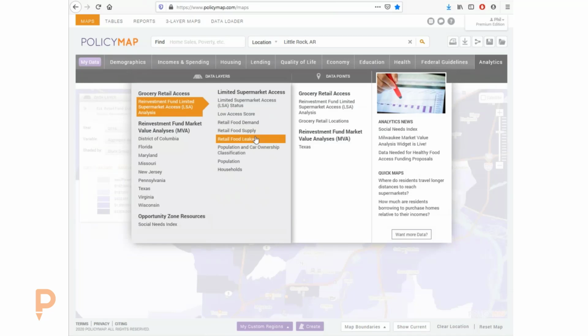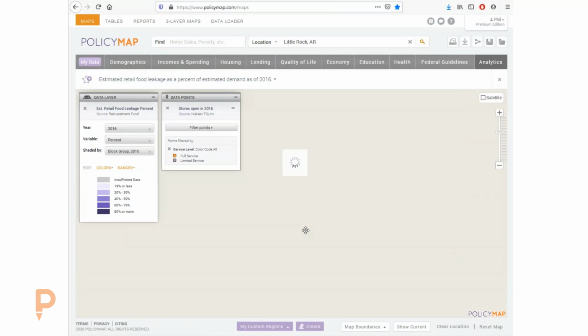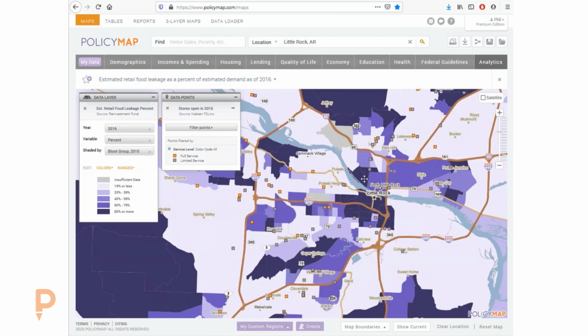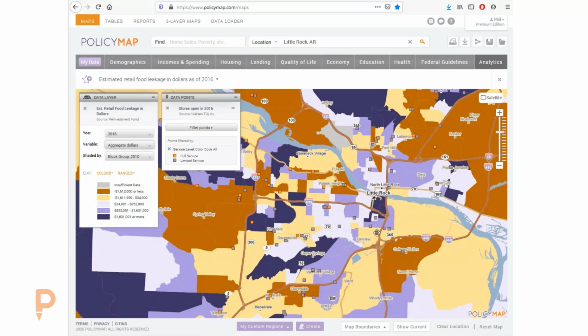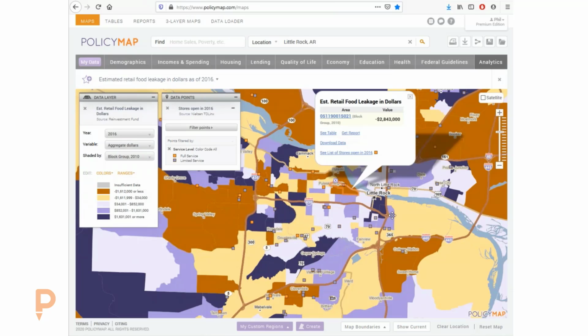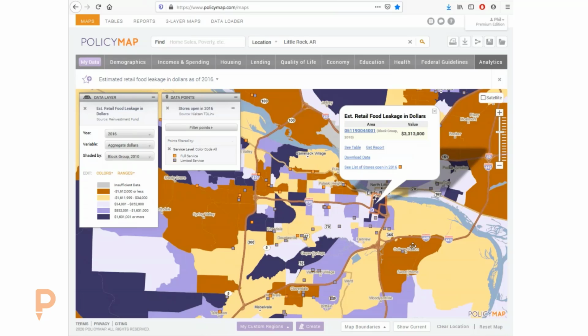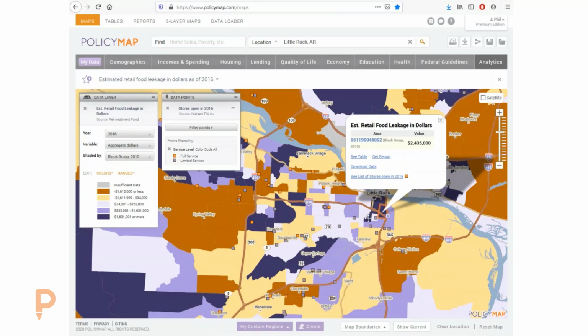And that allowed us to create the leakage map, which shows how many dollars, in this case percentages, are leaving these neighborhoods because there are no grocery stores. So the negative is not there, there's no negative. All the money is staying in this particular place. So it's saying $2.8 million a year is staying in this block group. But in this case, this tract here is 3.3 million and 2.5 million and so forth.